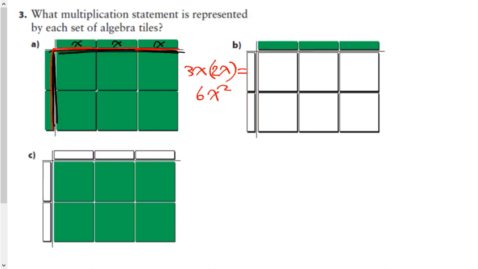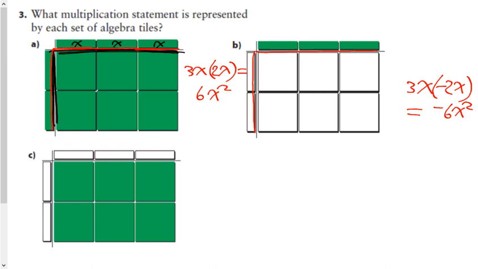In B, the length of our area is going to be, again, 3x. But this time, our multiplication is not going to be a positive x. It's going to be a negative 2x as a length. And when we multiply those two together, we're going to equal a negative 6x squared. And we differentiate between a positive x squared and a negative x squared, or a positive x and a negative x. Positive x's are shaded in green, or just shaded in, and negatives are always going to be empty or white.